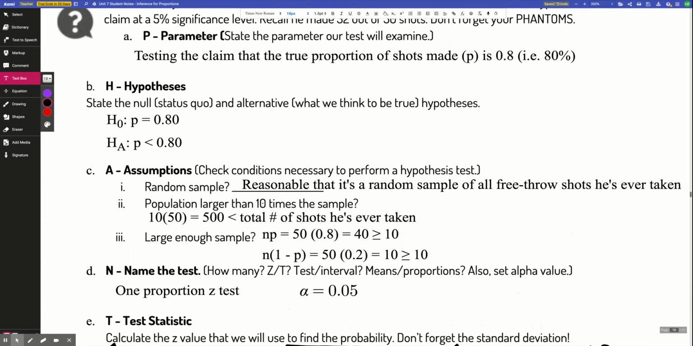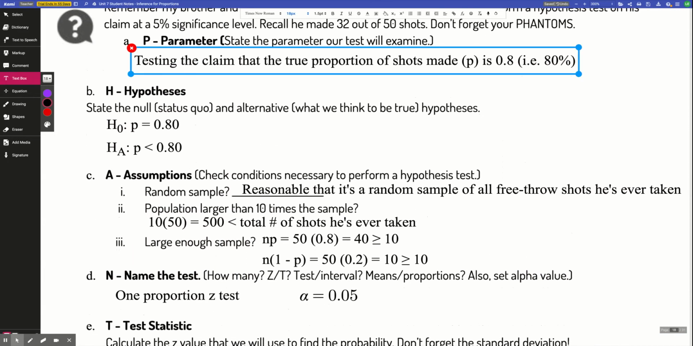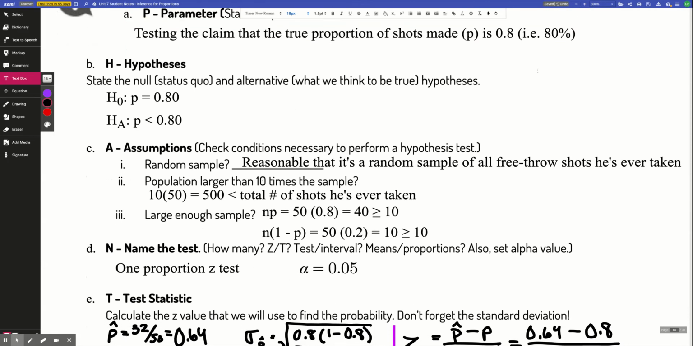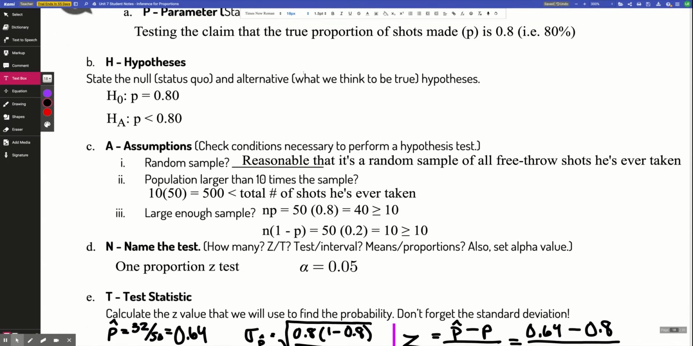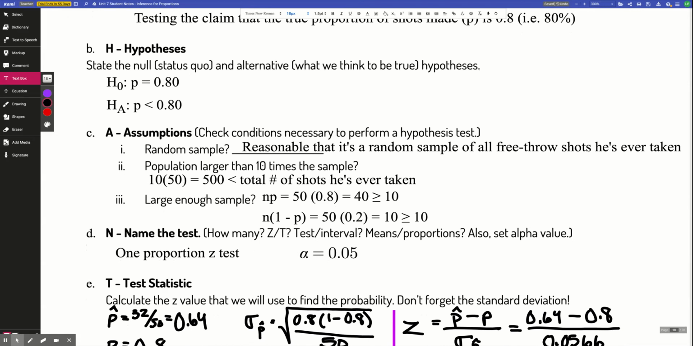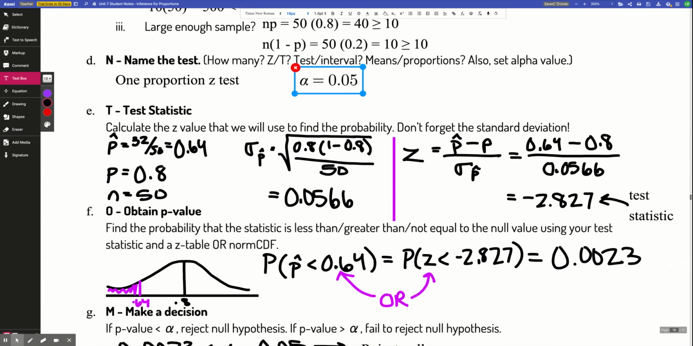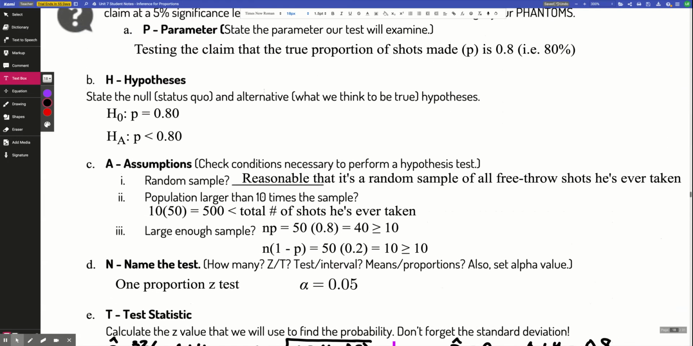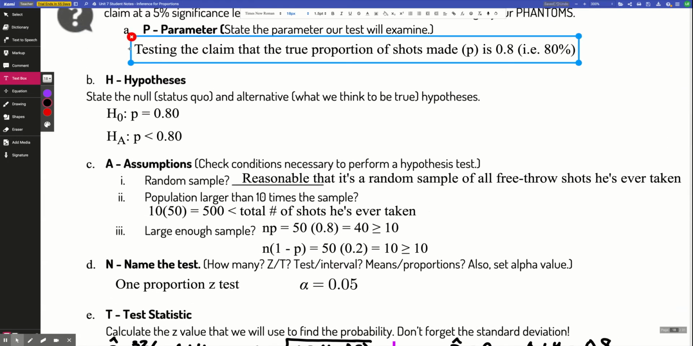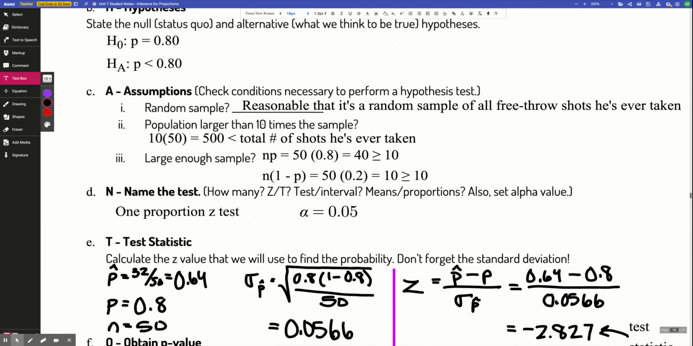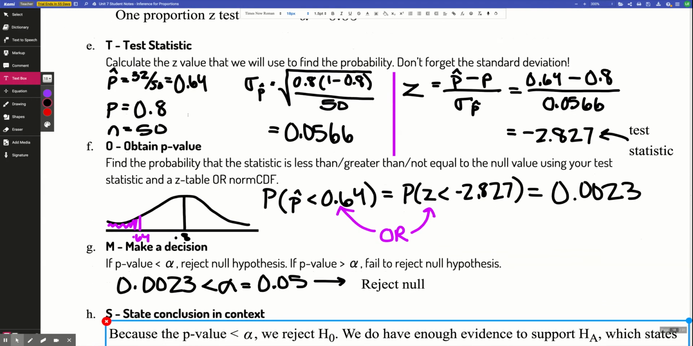Even though it is broken up into lots of steps, I'm hoping that having it broken up like this makes it a little easier for you to tackle each part. Each part is small, and you have just really one thing that you have to do at each step. Just state the hypotheses. Just check the assumptions. Just calculate the test statistic.